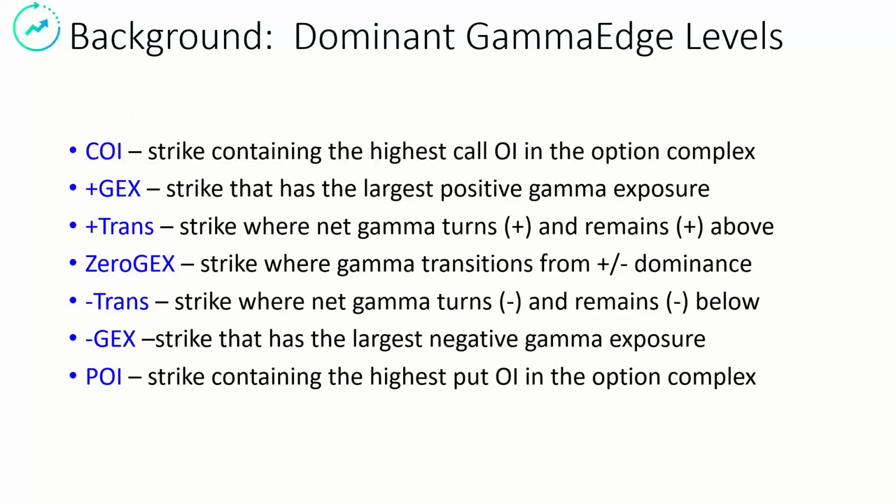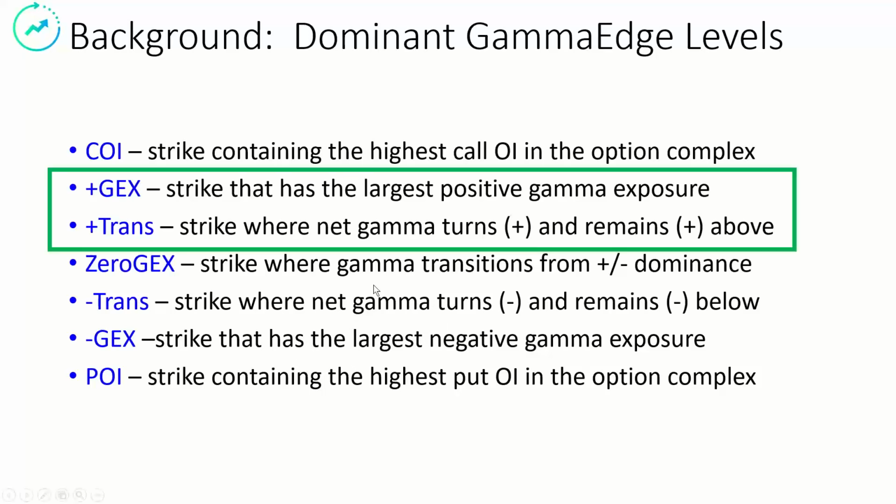As Mike said, we're going to look at a strategy today. They rely on our dominant GammaEdge levels, and we get questions about this, so I thought it would be useful just to cover these at a high level. These are the ones that print on the charts automatically. And so we're going to really focus on two of these today, the positive gamma exposure or PGEX and positive trans or PTRANS or positive transition.